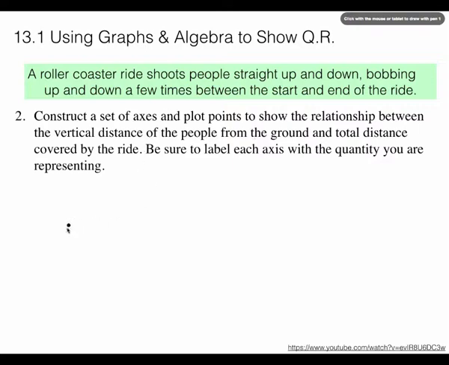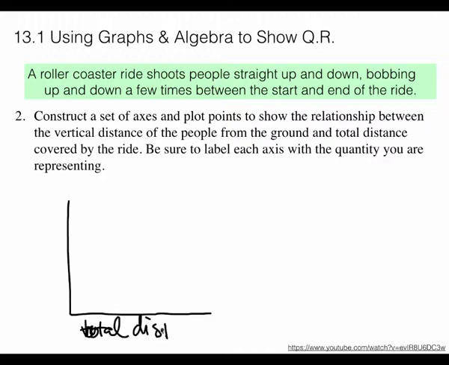Some of the things that I saw were people drew some axes and put total distance on the horizontal axis and vertical distance on the vertical axis, presumably because you were imagining that situation. Okay? And what did we just say? As the vertical distance increases, the total distance increases by exactly the same amount. So if I increase vertical distance by 1, total distance will increase by 1.